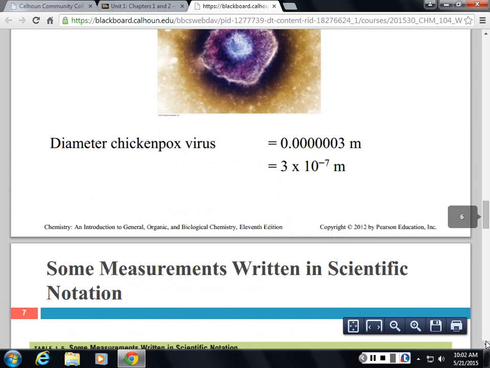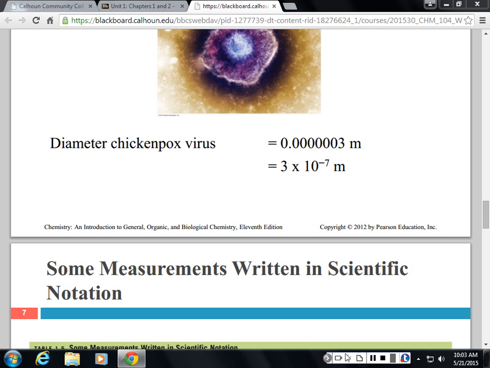Okay, so here, the diameter of a chickenpox virus. If I was to give you this number, 0.000003, that doesn't look nice, it's a lot of work there. It looks much better in scientific notation. So if we move our decimal 1, 2, 3, 4, 5, 6, 7 places, for a small number, we move to the right. So we get 3 times 10 to the negative 7 meters. That looks a lot nicer for us.